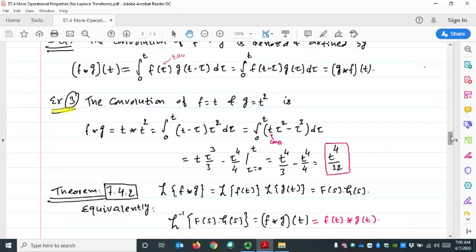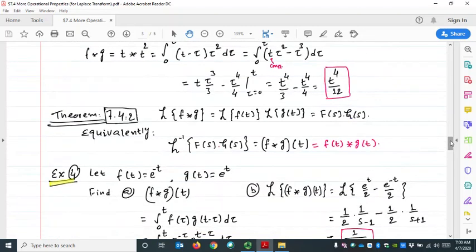Next, let's talk about the Laplace transform of the convolution. So the Laplace transform of little f convolution little g equals the product of their Laplace transforms.